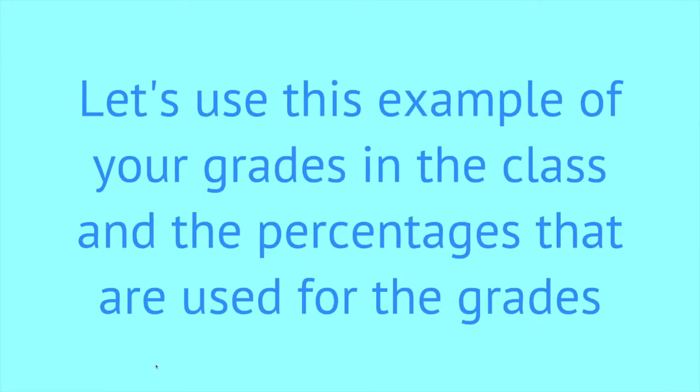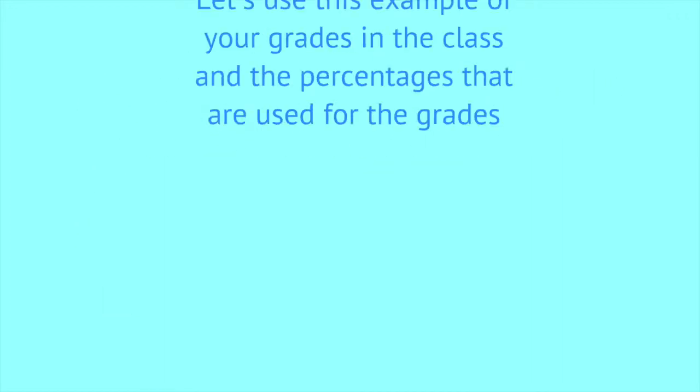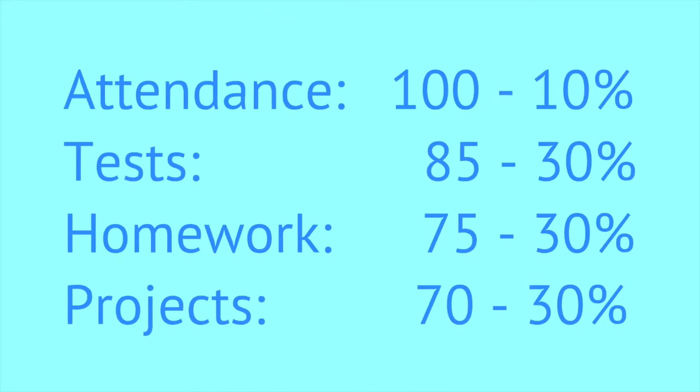Let's use this example of your grades in the class and the percentage that each is worth to get your final grade. So, for attendance, you have 100%, but that 100% is only worth 10% of your final grade. Tests, you've averaged an 85. Homeworks, you've averaged a 75. And projects, you've averaged a 70. And each of those is worth 30% of your final grade.